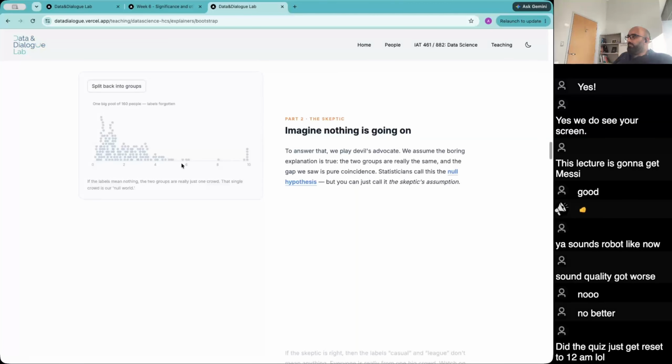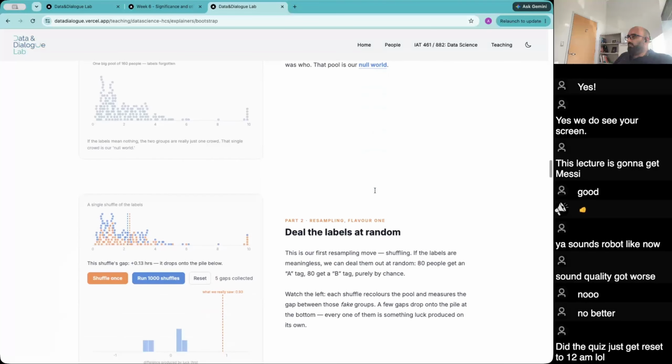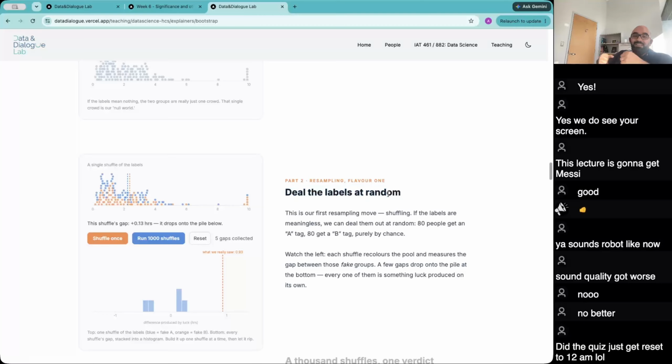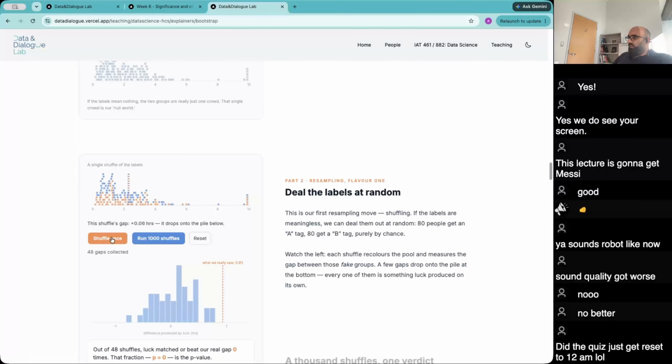So look at this. This is everyone. You get rid of the group labels, so you deal the labels at random. We had group A and group B, you put all of your data together, and you randomly pick from them. You reshuffle. If it was just chance, you should see differences. So I reshuffle once, and I look at the difference, it is close to 0. This is what we really saw.